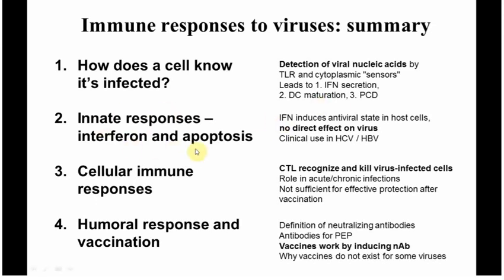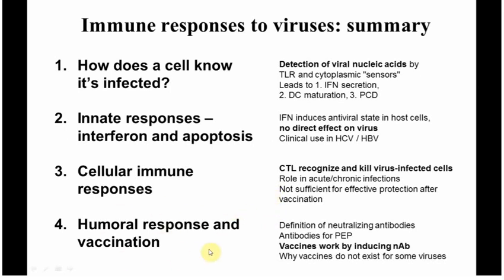For the innate responses, interferon and apoptosis. Never ever forget that interferon has no direct effect on the virus. It works because it can induce an antiviral state in the host cell. Still in clinical use for the therapy of hepatitis C and hepatitis B infections. Cellular immune responses, how does this work? Cytotoxic T lymphocytes and natural killer, that is NK cells, can recognize and kill virus-infected cells. They have an important role in limiting virus replication in acute and chronic infections. But it appears that in humans, at least, they are not sufficient for effective protection after vaccination.